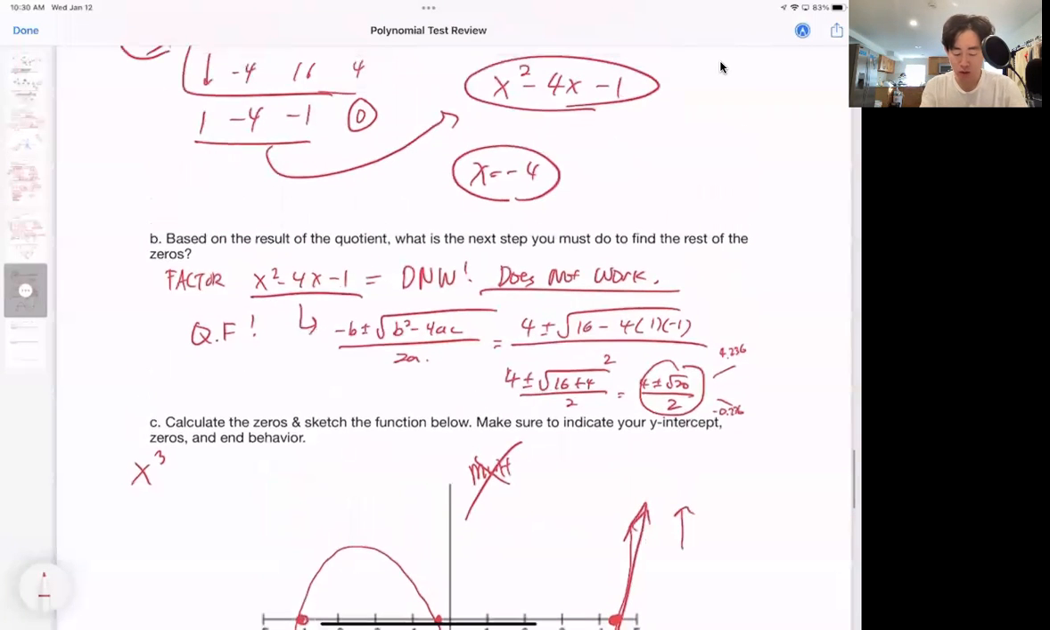But the main bulk of it was this part 2, part B, where you're supposed to use the quadratic formula. Do not panic if you can't factor. You have to use the quadratic formula to get the zeros still.